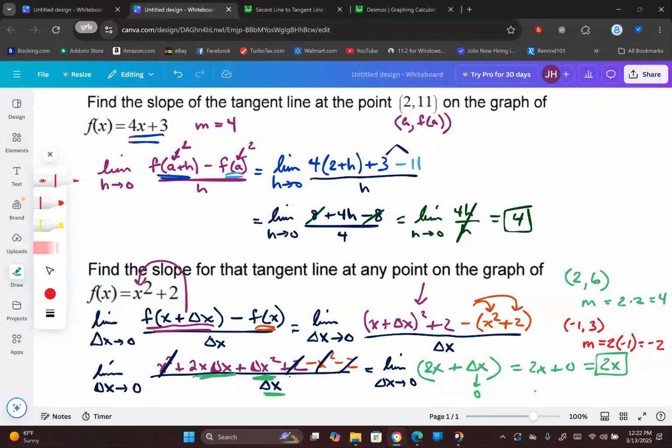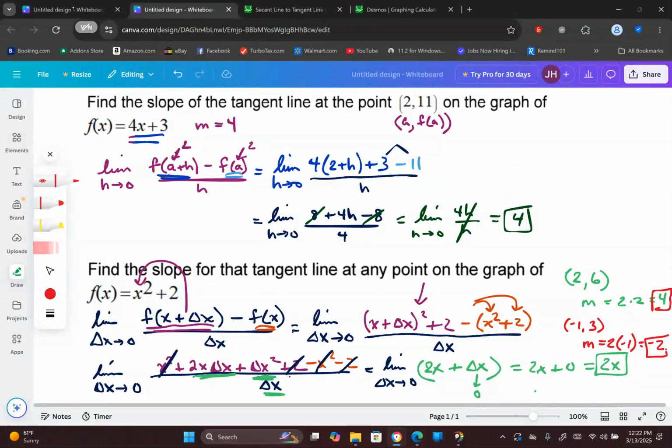Now, what does this tell me? If you looked at the graph, at (2, 6), the graph has a positive slope. It's going uphill. If you looked at the point (-1, 3), as you're moving left to right, the slope is negative. You're moving downhill. Welcome to derivatives. That 2x that we found right there, that's actually the derivative of x squared plus 2.